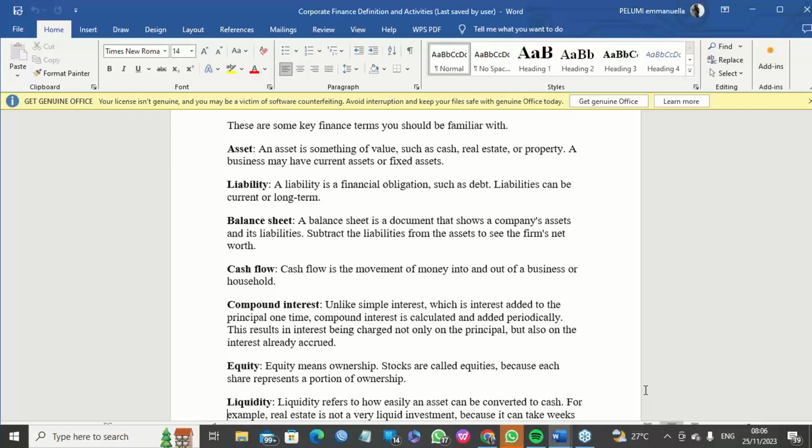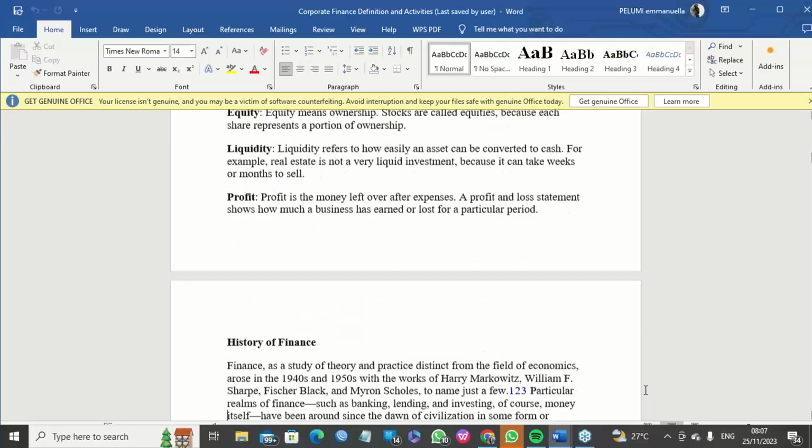Then we look at compound interest. Unlike simple interest, which is interest added to the principal one time, compound interest is calculated and added periodically. This results in the interest being charged not only on the principal, but also on the interest already accrued. Then we also have equity. Equity means ownership. Stocks are called equity because each share represents a portion of ownership.